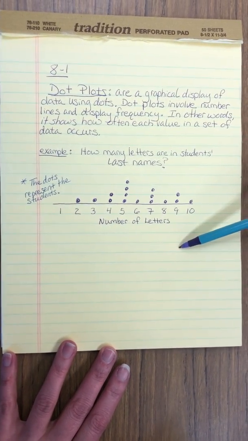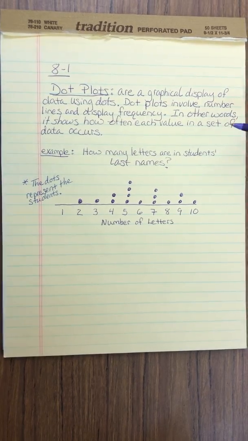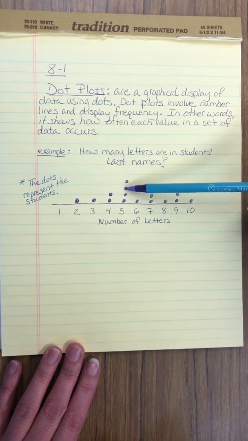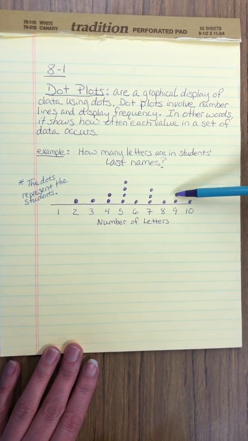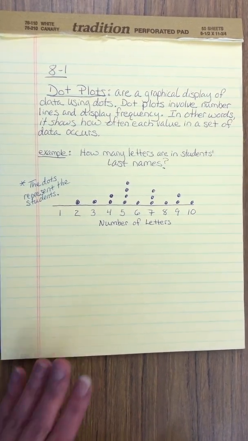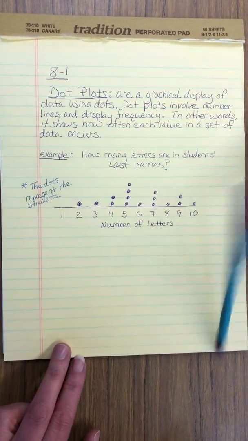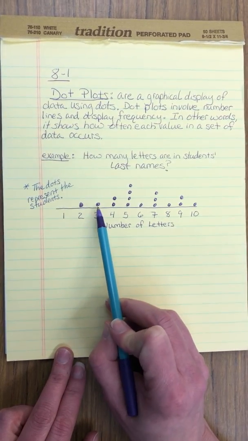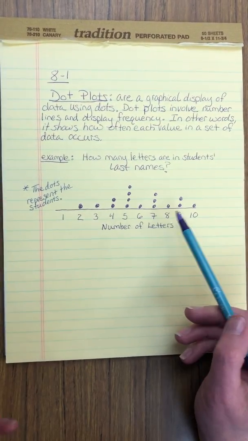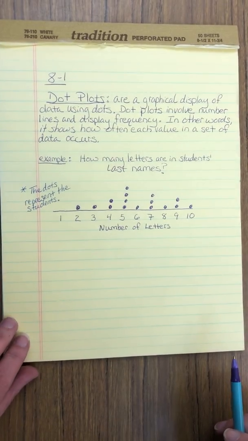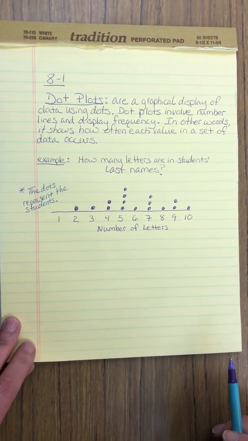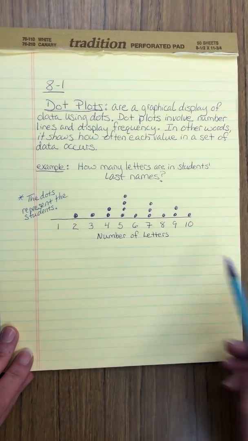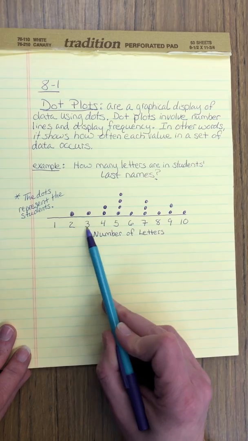Here's an example. Let's say we had a few students, and we want to know how many of these dots represent the students. We have 1, 2, 3, 4, 5, 6, 7, 8, 9, 10, 11, 12, 13, 14, 15, 16 students. We asked them how many letters were in their last name. One student had 2 letters. One student had 3 letters, and so forth. How many students, Mr. Wilson, had 5 letters in their last name? 1, 2, 3, 4 students had 5 letters in their last name. Just remember the dots are the students. This shows the number of letters.